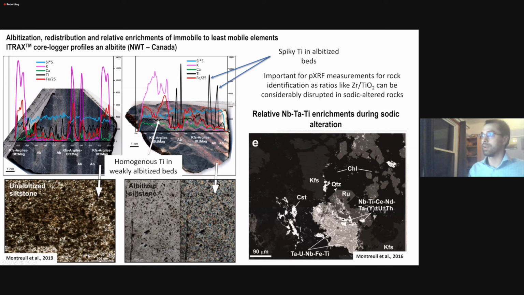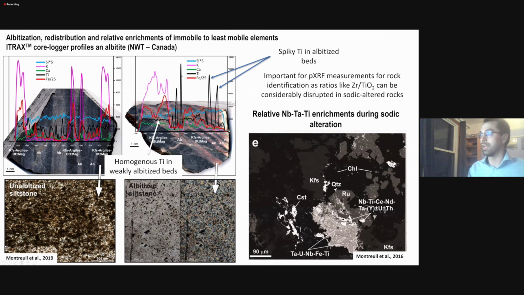What we can see is that elements like titanium in zones that are not albitized, it's very homogeneous. Titanium is probably distributed in the iron oxides associated with that biotite. But then as we get into the beds of sodic alteration, what we see is that titanium becomes very, very spiky. And then we come back into a least albitized bed and it comes back regular. And then in an albitized bed, it becomes very, very spiky again. This is really illustrating well the redistribution at the local scale of these elements that are not completely mobilized as sodic alteration is progressing, compared to potassium or calcium and iron that are completely depleted as sodic alteration is happening.